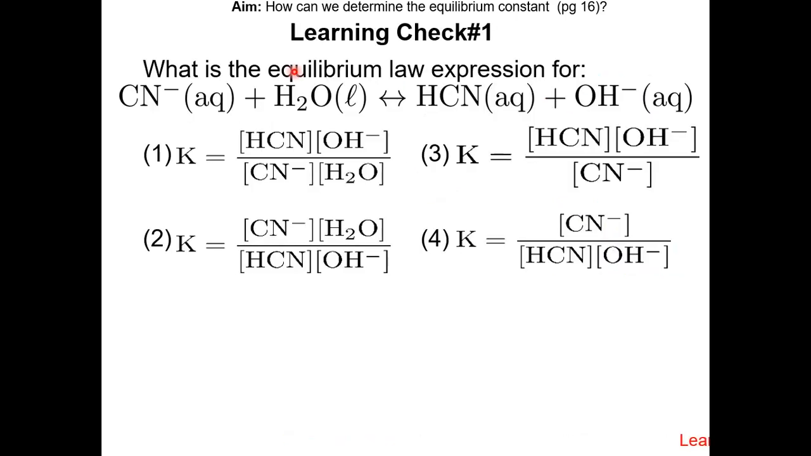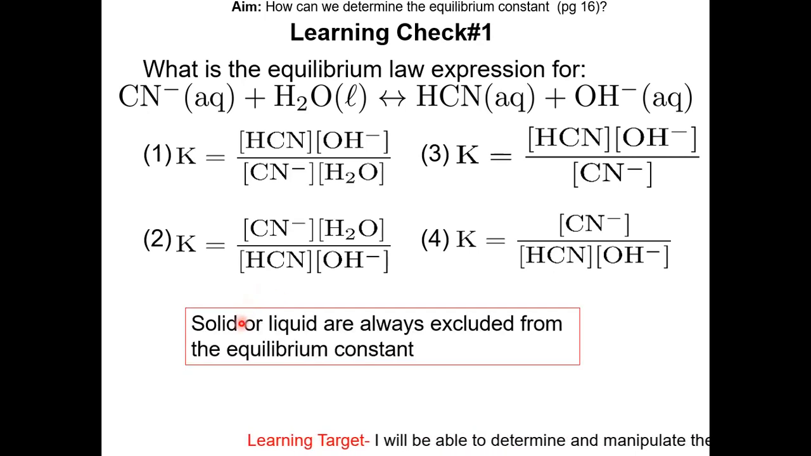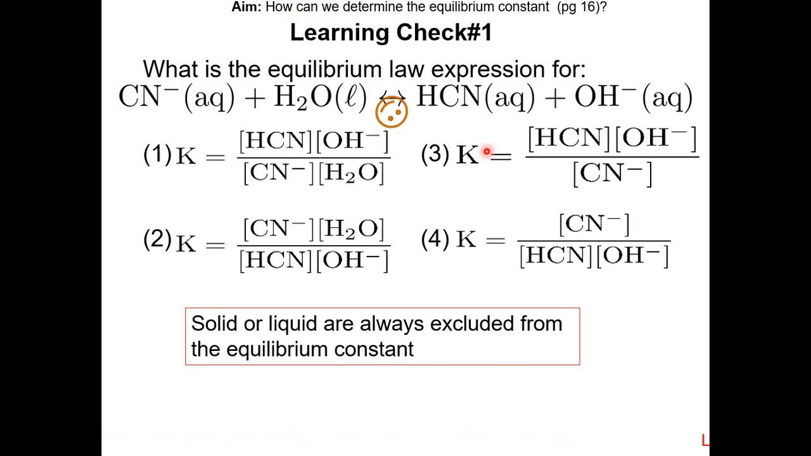Learning check number 1. What is the equilibrium law expression for the following? Pause the video, resume as completed. K is the equilibrium constant, which is products over reactants. Keep in mind, solid or liquid are always excluded from the equilibrium constant, so H2O liquid will not be in the equation. And since the coefficient of each substance is 1, the exponent or order for each substance is also 1. So the answer is choice 3.